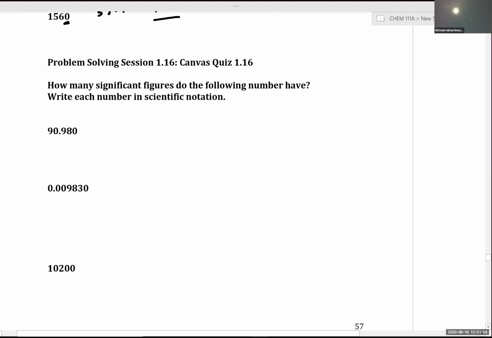Okay, so let's discuss these examples. First and foremost, this middle zero is significant because it's between non-zero numbers. This zero at the end is after a decimal point, so it is also significant. So we have 5 sig figs, and we write this as 9.0980 times 10 to the first.